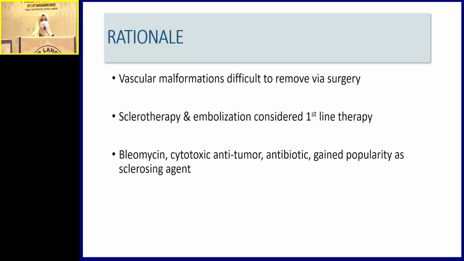Coming to the rationale of my study, as we all know, vascular malformations are very difficult to remove via surgery due to the risk of many per-op complications, as well as a high level of recurrence. So sclerotherapy and embolization are considered the first line treatment options. For embolization, we need the presence of interventional radiologists, and we rely on them. Bleomycin, a cytotoxic anti-tumor antibiotic derived from Streptomyces, has gained popularity as a sclerosing agent.